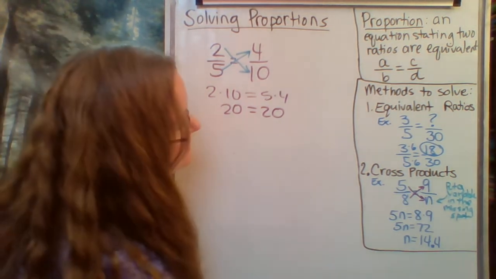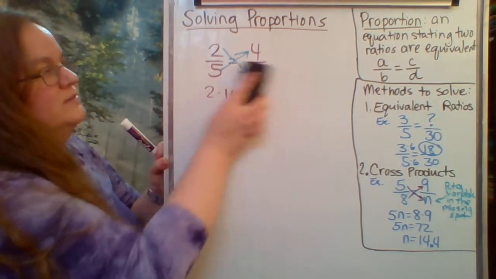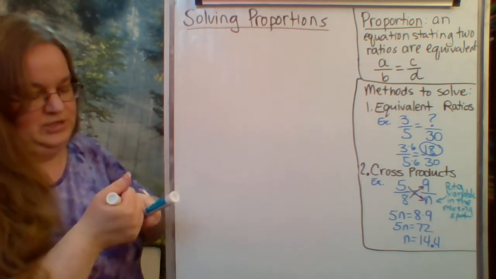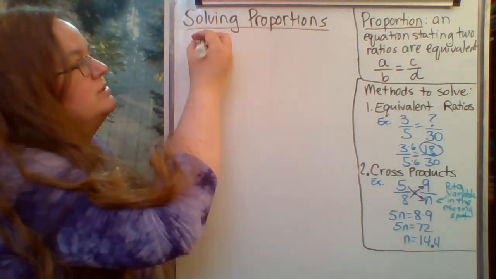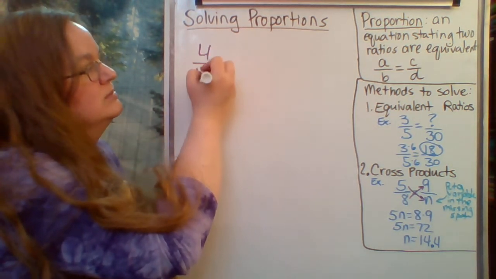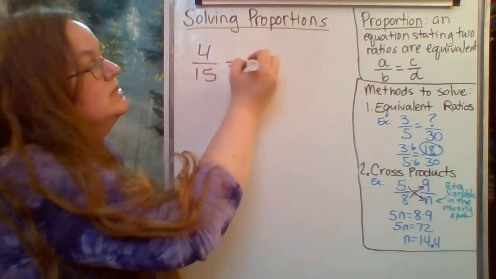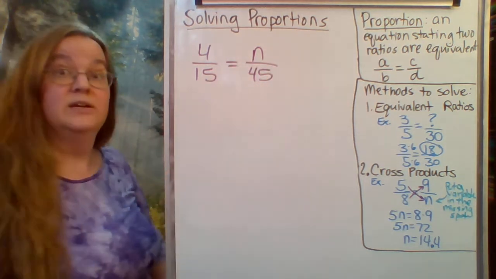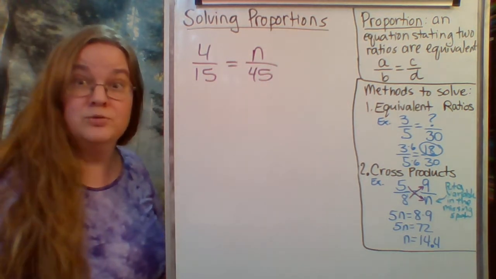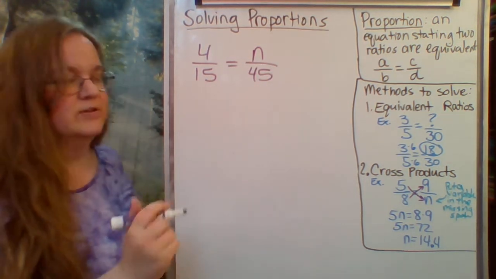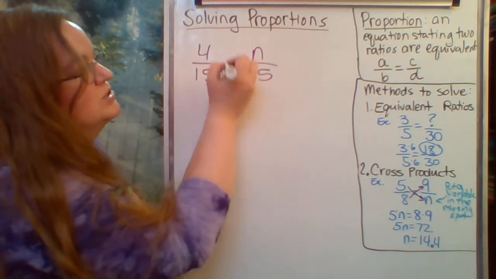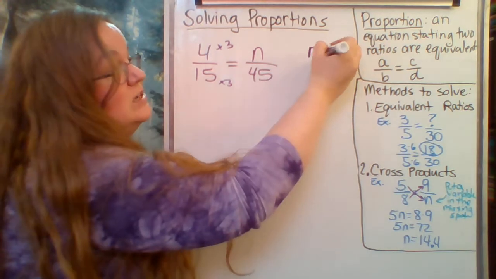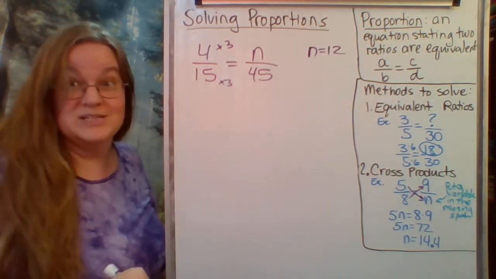Okay, so let's take a look at some examples of trying to find a missing number using a proportion. Okay, so let's say I have 4/15 and I'm looking for mystery number out of 45. Now, you may look at this problem and go like, oh, 15 goes into 45, so I know what I'm going to do. I'm going to do times 3, times 3. 4 times 3 is 12. So n equals 12. And that's great because that is correct.